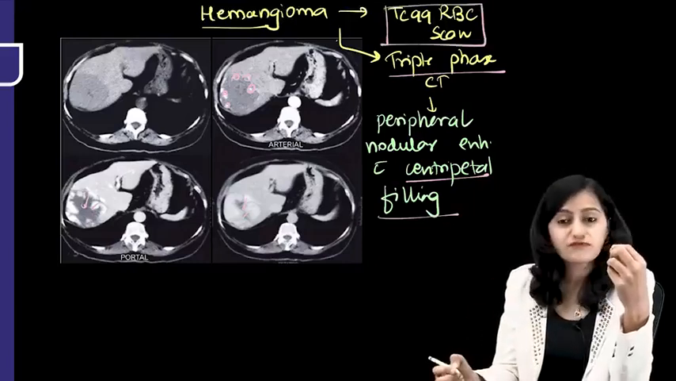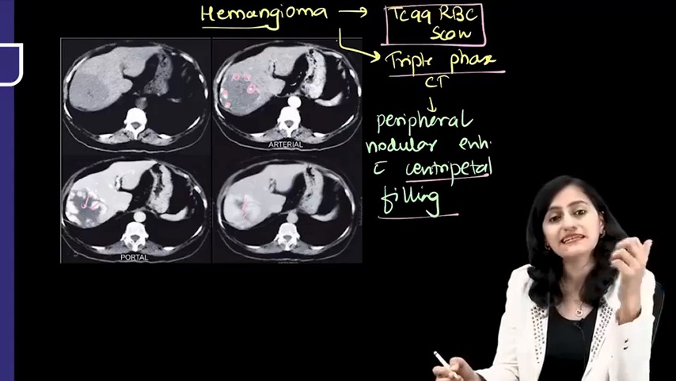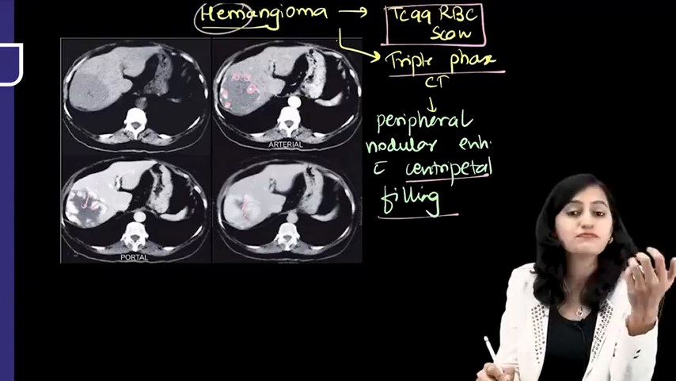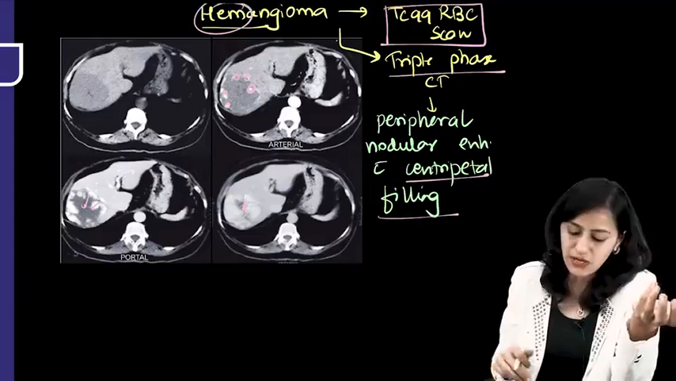What nuclear scan helps for liver hemangioma? It's the technetium 99 RBC scan. Remember, hem means blood means RBC. So we do RBC scan.